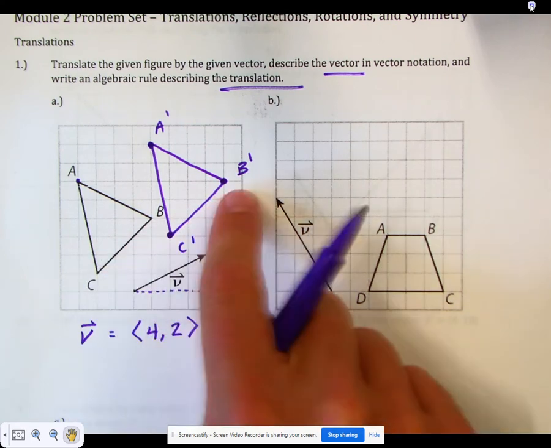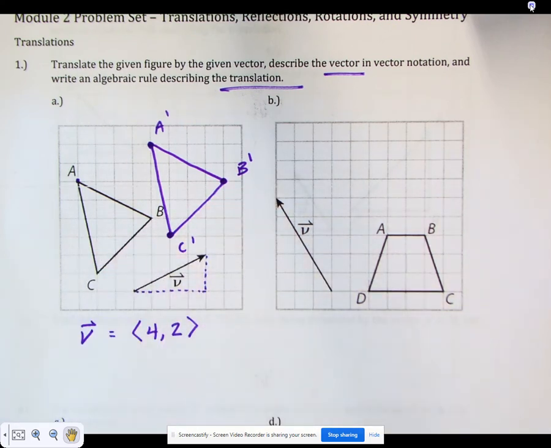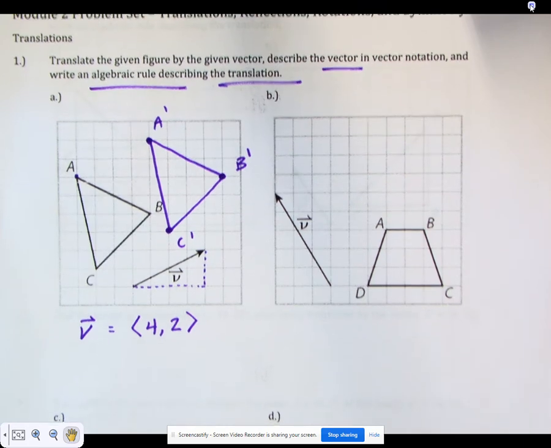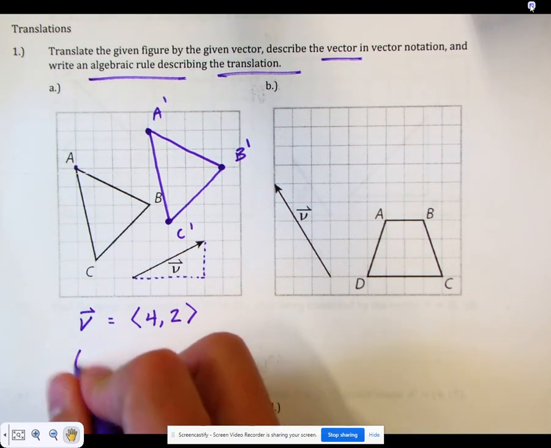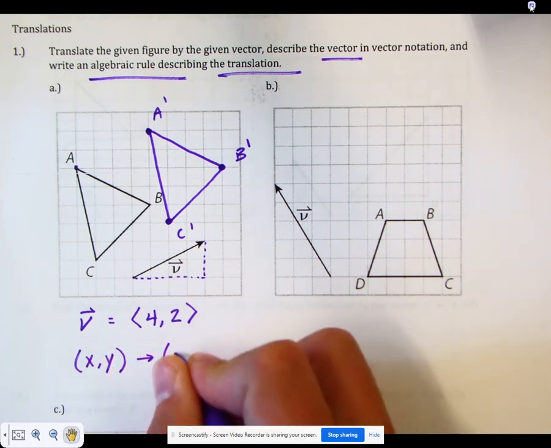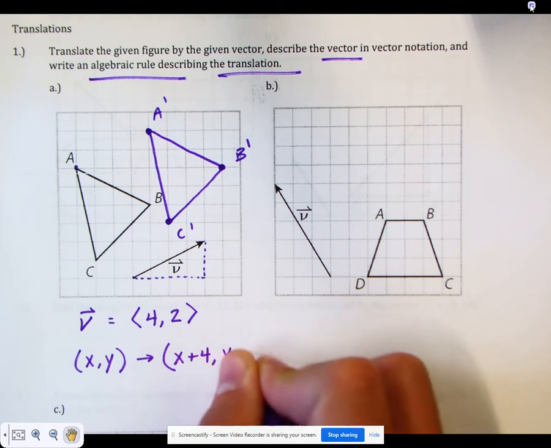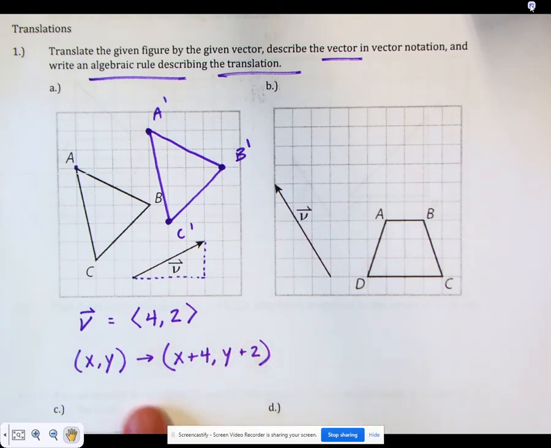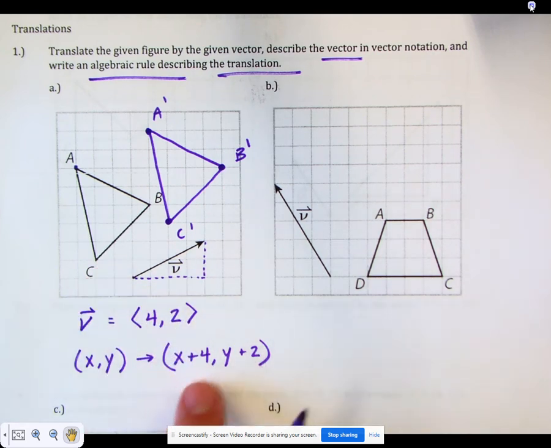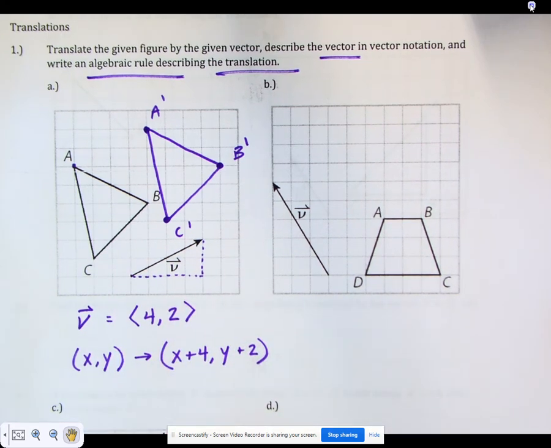Notice it's the exact same shape. It's just been pushed to the right and up. Right 4 and up 2. And then for the algebraic rule describing the translation, you would just say every point (x, y), so every x, y pair, got mapped to (x + 4, y + 2). So that's carrying over from our last problem set. So every point's x value got increased by 4, and every point's y value got increased by 2.